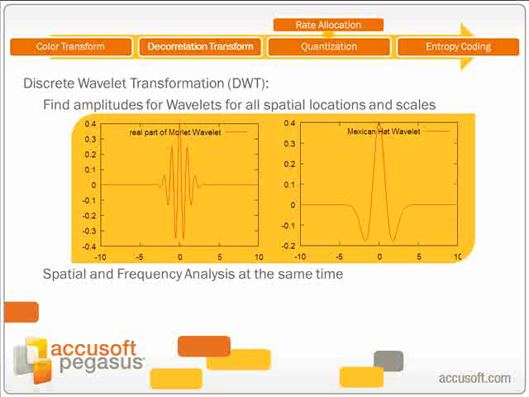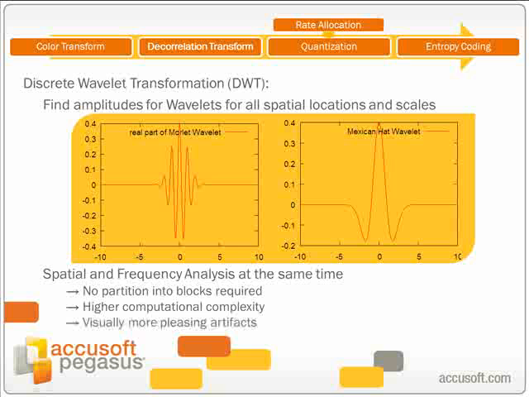However, the computational complexity of the DWT is higher than that of the DCT. Another big advantage is that the resulting compression error for highly compressed images looks a lot more pleasing than for the DCT. Instead of showing blocks, only some of the sharpness of the image will be lost.